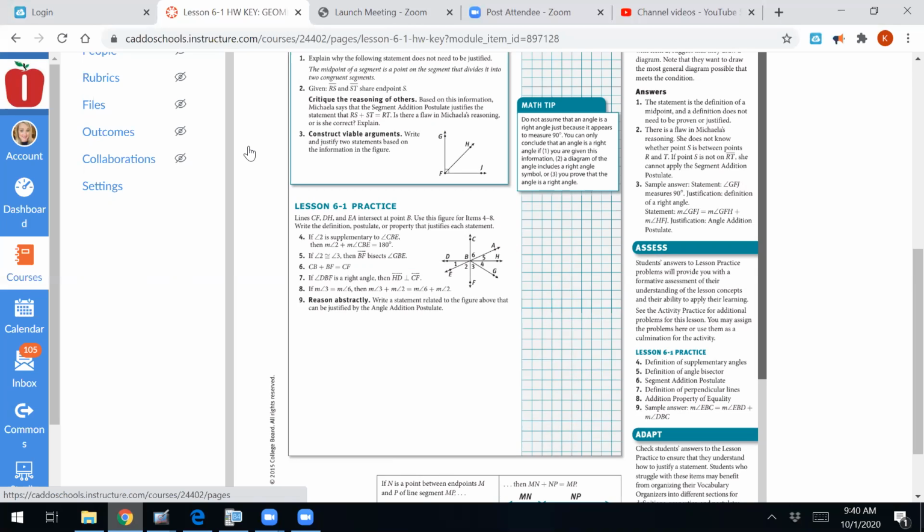Number 8, if the measure of angle 3 is equal to the measure of angle 6, then the measure of angle 3 plus the measure of angle 2 equals the measure of angle 6 plus the measure of angle 2. So you can see they're adding that to both sides. So we went from not having the addition to adding. So that is the addition property of equality. Any questions about those? Yes, ma'am.